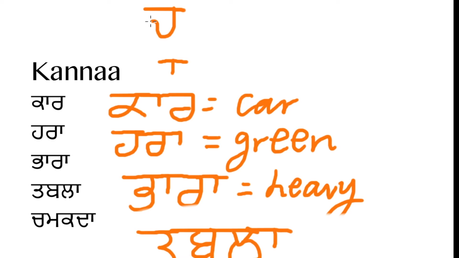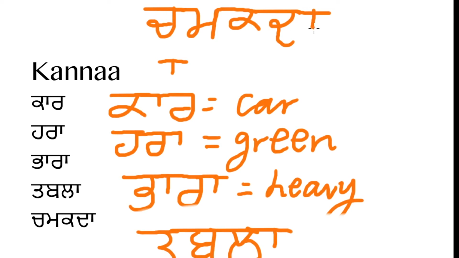And on top here, we've got a slightly longer word. Cha, ma, ka, da. Chamakda. And chamakda, it just basically means shines. So when something is shiny, it chamakdas. Obviously the sound of the word adjusts a bit depending on context in the sentence. However, chamakda is when something is shining.